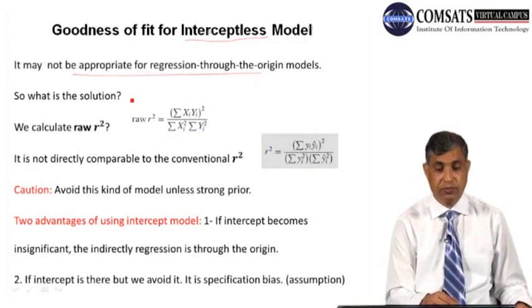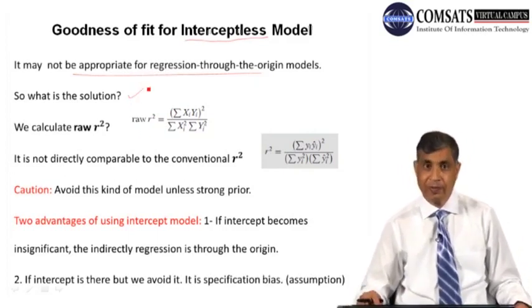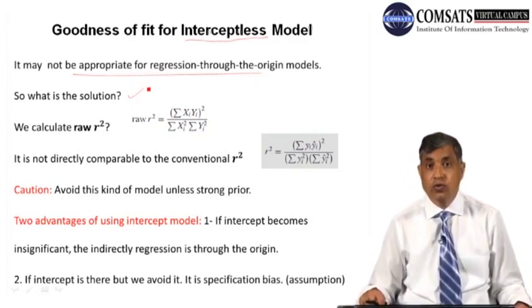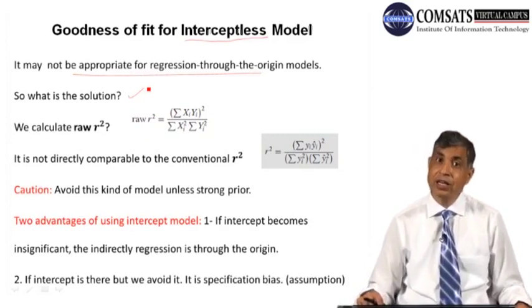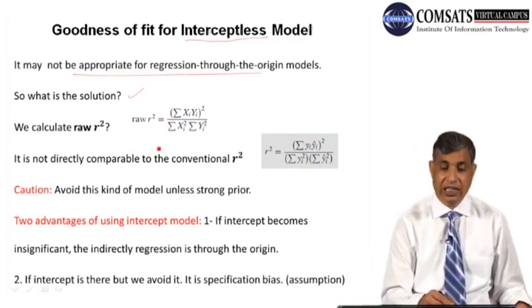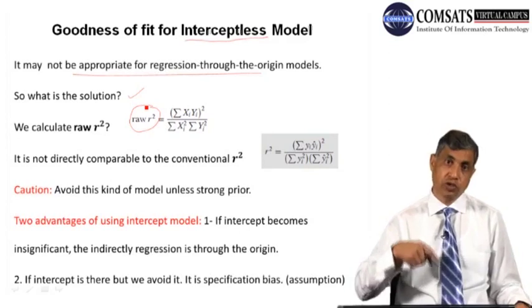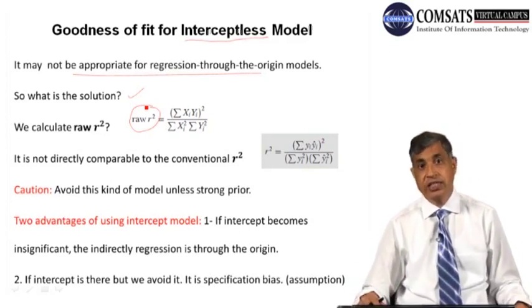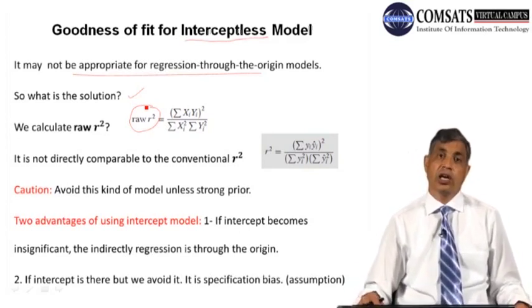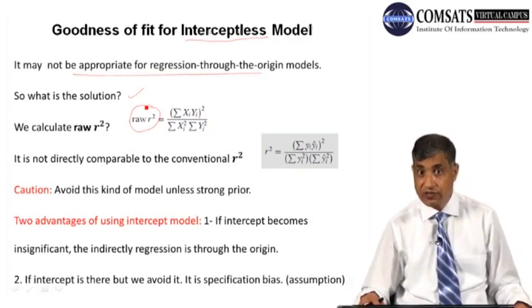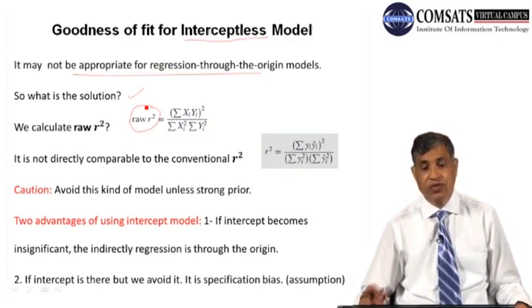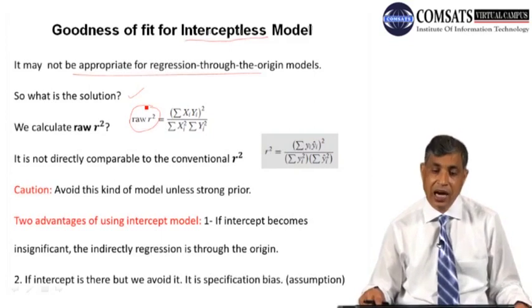So what is the solution? We are never helpless. We have the solution. We give another name to the R square and we call it raw R square. Up to today's discussion, our previous R square was the measure of goodness of fit, or the coefficient of determination. Here we are assuming that this is the R square.